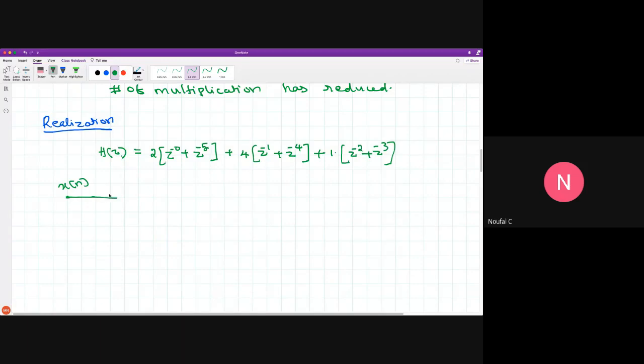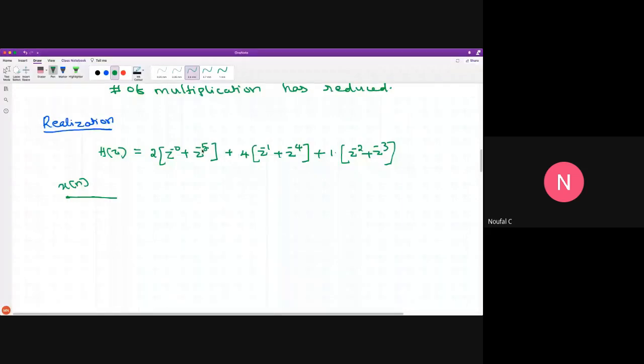And we have a z raised to minus 0 term, that is, we do not have to pass the signal through any delay element. And we have to pass the next one with z raised to minus 5, or 5 delay elements. Similarly, we have to pass the 4 with 1 delay element, and the second, z raised to minus 4, will be obtained after passing it through 4 delay elements.